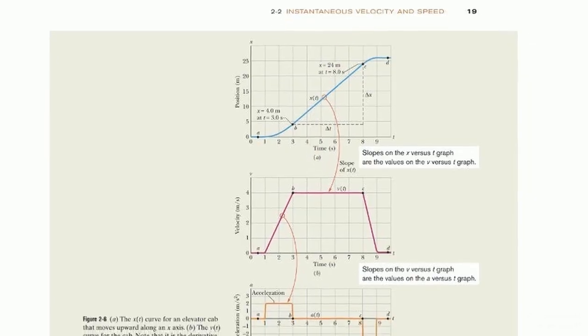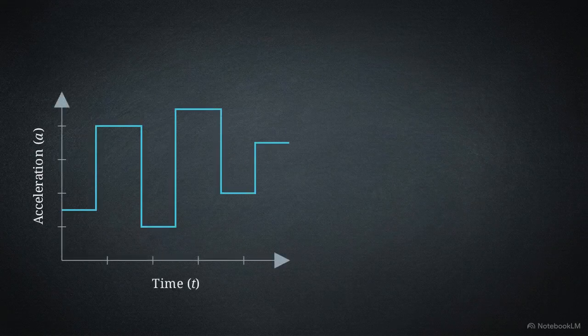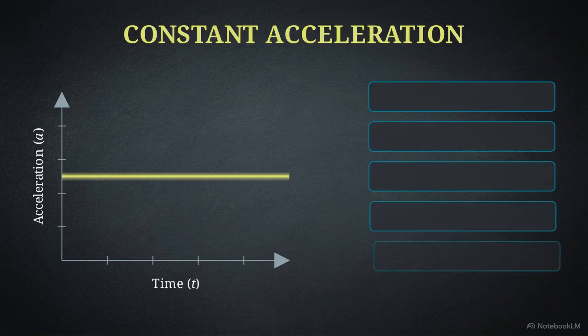This relationship repeats. Velocity slope dictates acceleration, translating angled lines into rectangular spikes. When that bottom graph is a straight horizontal line, acceleration is constant. In this specific state, the math of motion simplifies into the 5 kinematic equations.